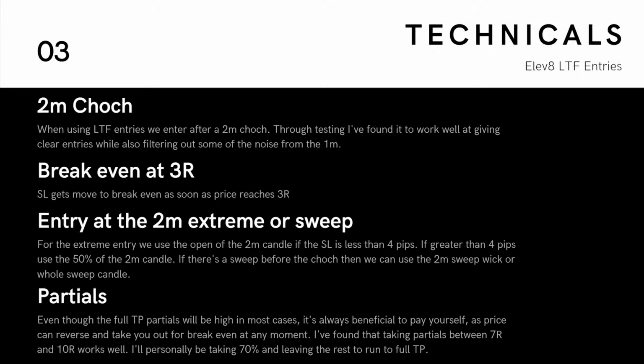For me, I'll be taking partials at 7R, but I've found between 7R and 10R can work well. Or you can do it based on structure, so you could take partials at the 15-minute swing high, or counter trend, you could take partials at 5R. And yeah, you could take 50%, 70%, really whatever works for you.